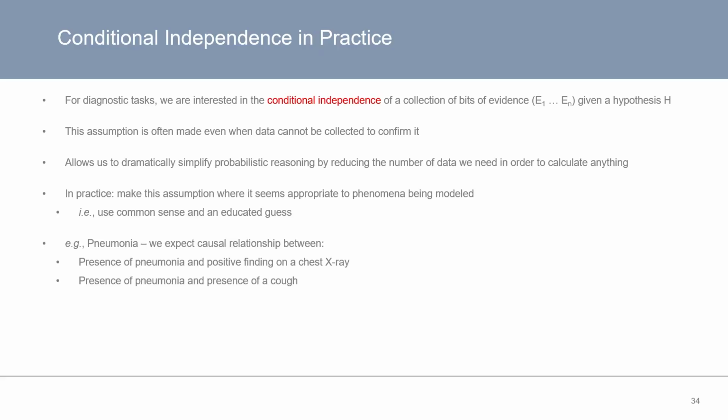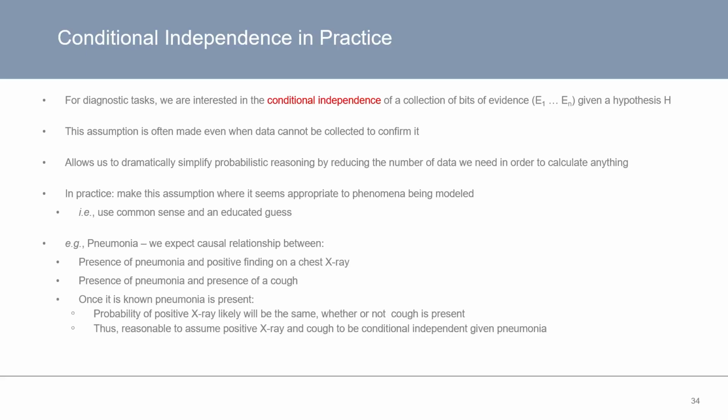As an example, imagine we're looking at pneumonia as a hypothesis. We might expect a causal relationship between the presence of pneumonia and positive findings on a chest X-ray, as well as the presence of pneumonia and the presence of a cough. Therefore, once it's known that pneumonia is present, the probability of a positive X-ray will likely be the same whether or not a cough is present. Thus, it's reasonable here to assume that a positive X-ray and a cough are conditionally independent, given pneumonia.